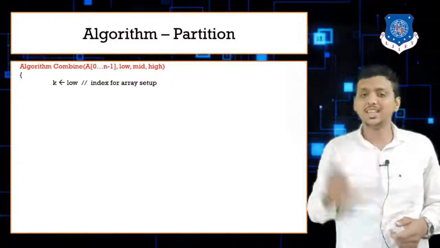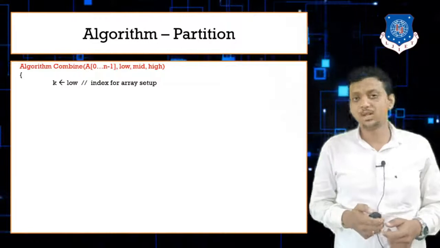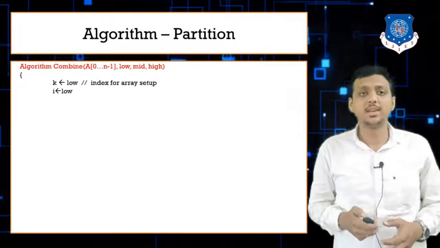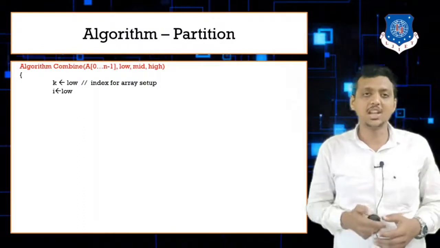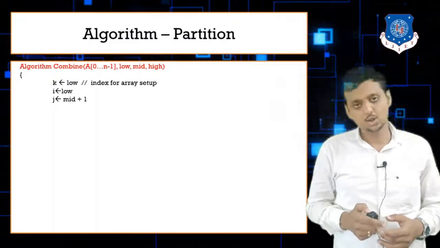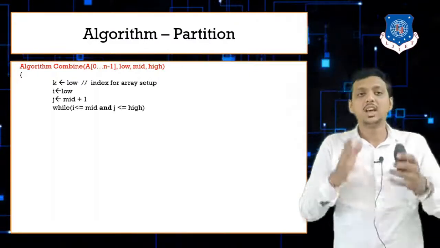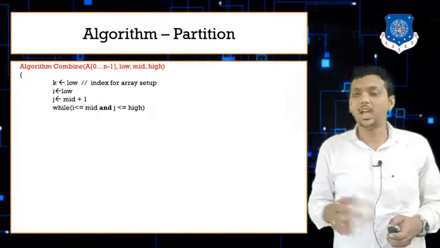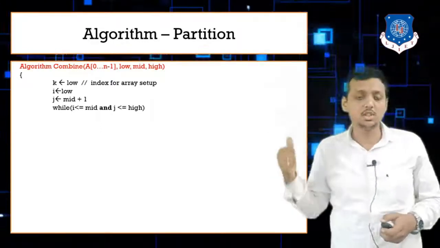Okay, you will see in the example for a better idea. So k is the index which we use for the temporary array. Then we have i, which is initialized at low, and j, which is initialized at mid plus 1. Now see, if my i is less than or equal to mid and j is less than or equal to high, just focus on this condition because it is very important.